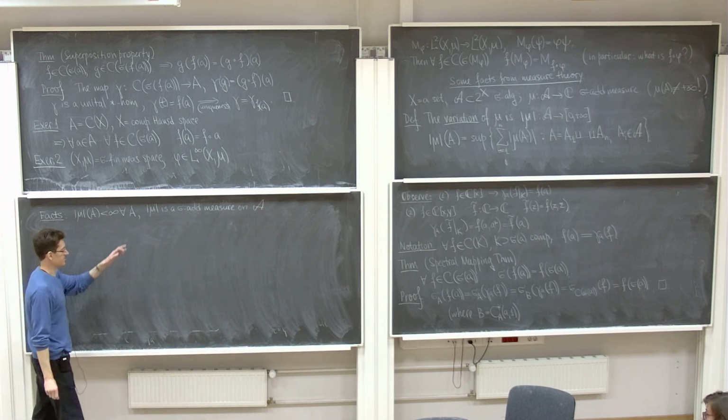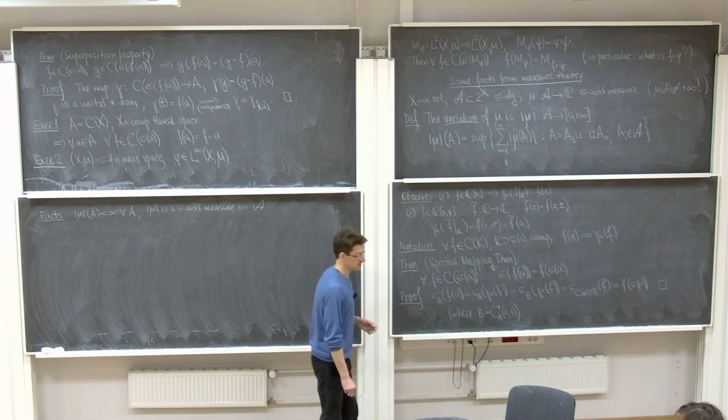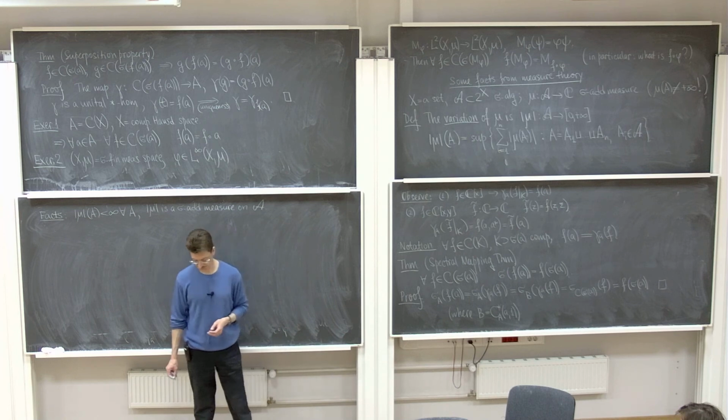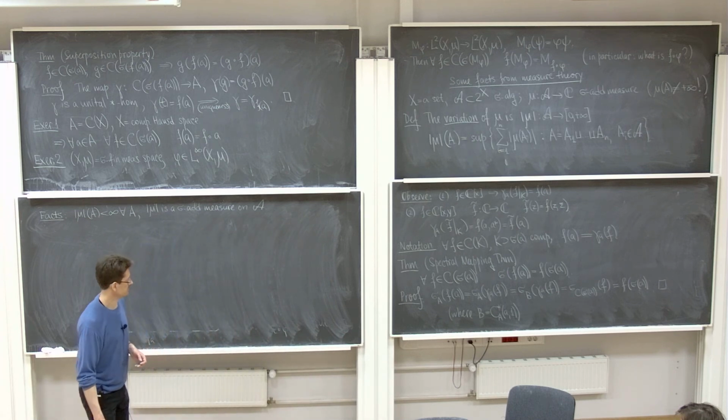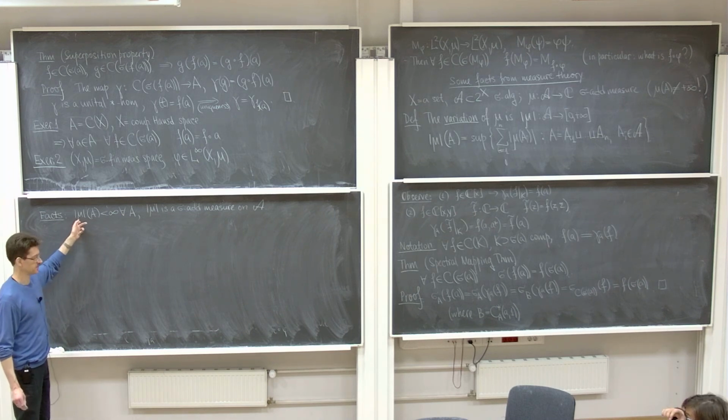The second fact is very easy. It is almost immediate from the definition. But the fact that it is finite is not so obvious. But it is still true. It's a little theorem from measure theory. So the sigma additivity of mu implies that the variation is always finite.